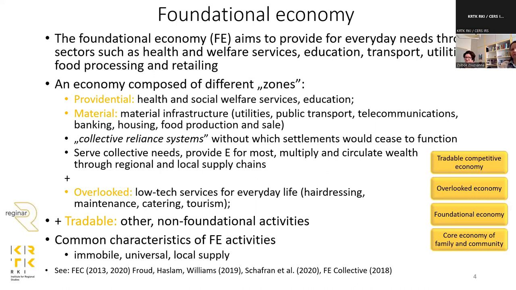And the material economy is more composed of things, that is, those pipes, cables, and networks and branches that distribute daily essentials to households through the material infrastructure. And it comprises mostly utilities, public transportation systems, telecommunications, banking, housing, food production, and sale. These together form what foundational scholars call collective reliance systems.